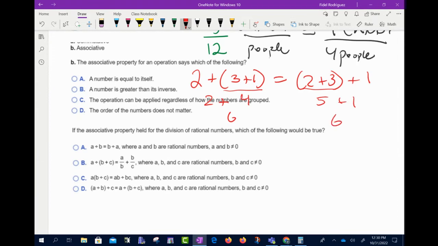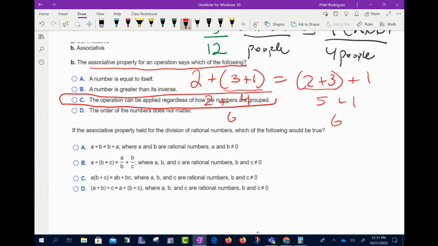The associative property just refers to which numbers I'm grouping together, right? So look at part B. It says the associative property for an operation says which of the following. It says the operation can be applied regardless of how the numbers are grouped. Because when we group them differently, when it comes to adding, it also works for multiplying. I can group either the first 2 and then do the last one, or do the last 2 and then do the first one, okay?